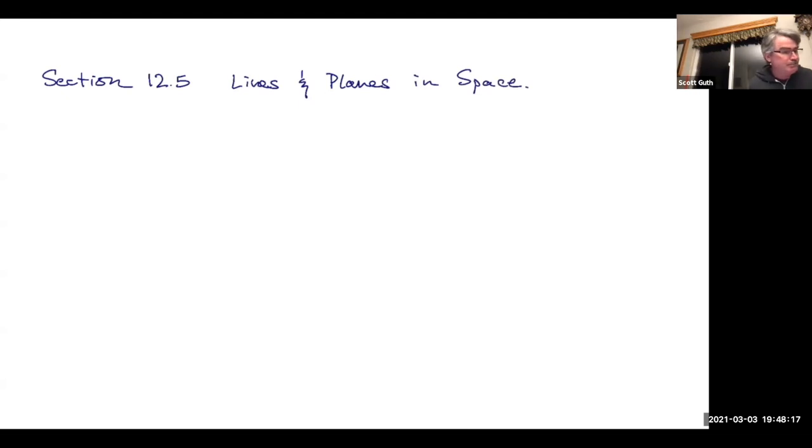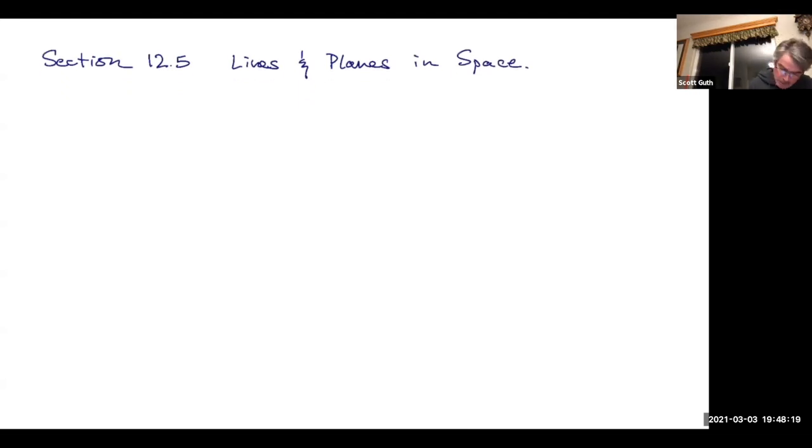Okay, so we're doing section 12.5. It's lines and planes in space. Okay, so let me go ahead and let's work on lines first.